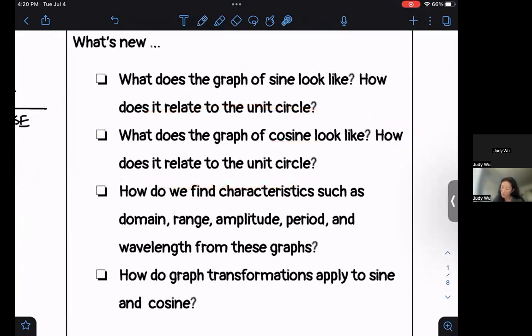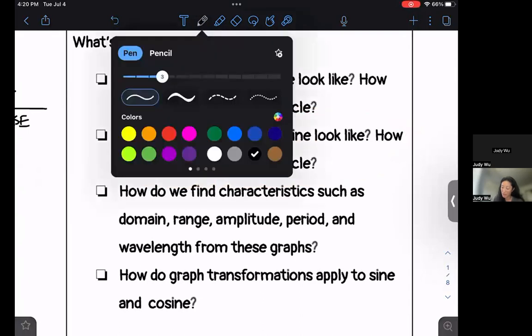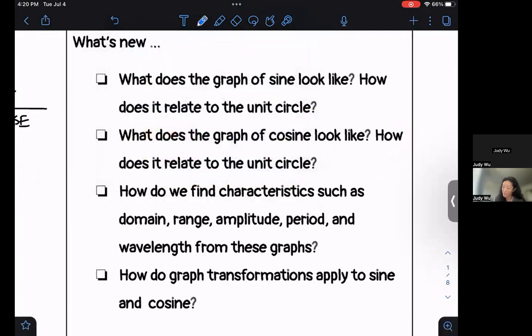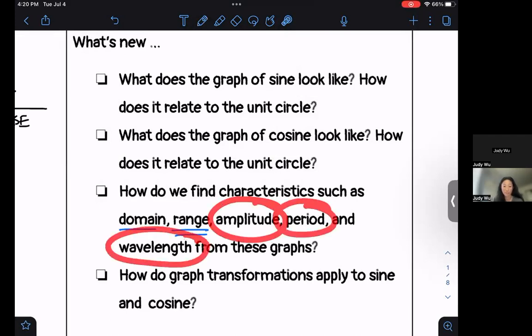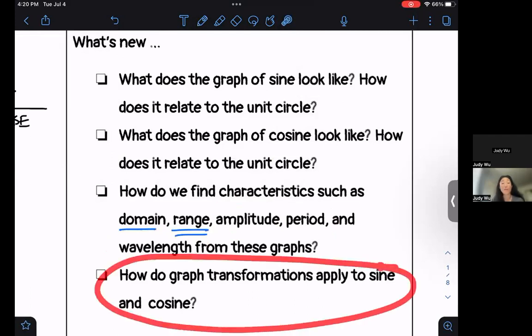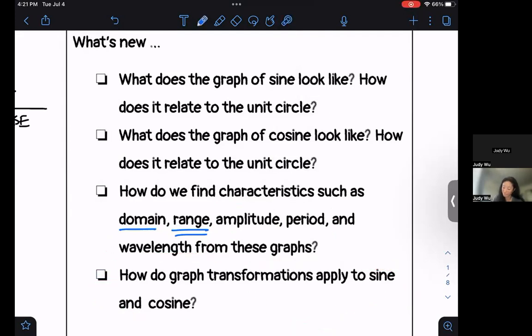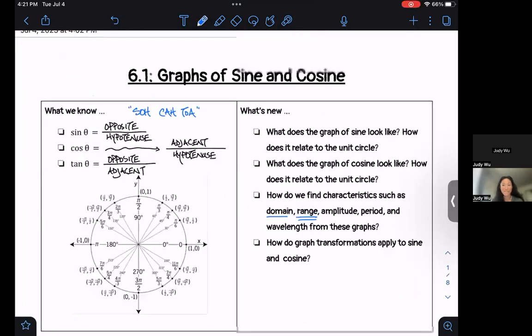And then we're going to talk about some new characteristics that are important to graphs. Some of these are new, some of these are ones we've seen before. Domain and range probably look familiar. We're going to keep talking about those, but some newer ones we're going to bring into the picture are amplitude, period, and wavelength. And last but not least, we're going to focus on our graph transformations for sine and cosine. All right, so let's begin.